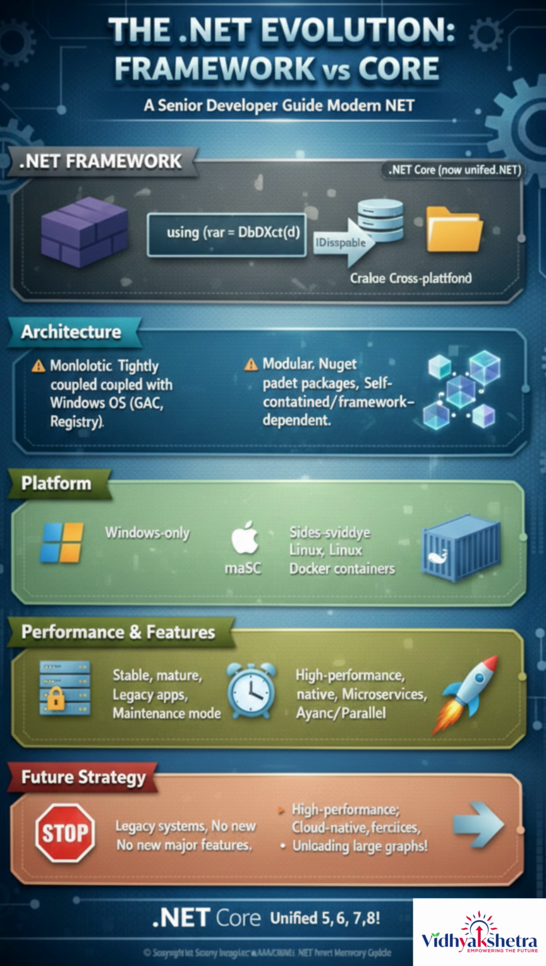.NET Framework is the original Windows-only implementation of the .NET platform, introduced in 2002. It was designed primarily for building Windows desktop applications, WinForms, WPF, and ASP.NET web applications running on IIS. It is tightly coupled with the Windows operating system and relies heavily on system-level components such as the Windows Registry and GAC, Global Assembly Cache. Because of this deep OS integration, .NET Framework applications cannot run natively on Linux or Mac OS.